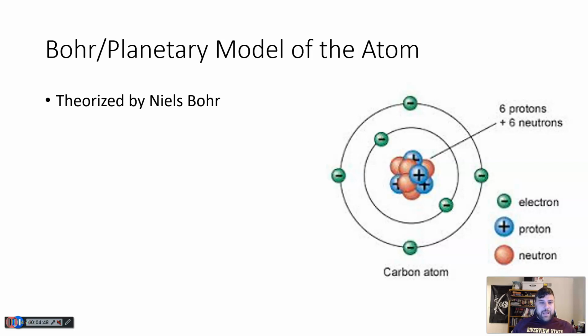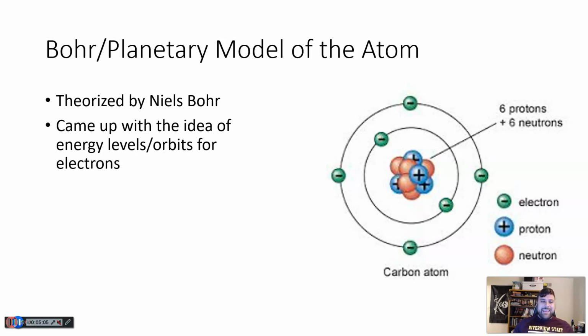The model gets its name from the orientation of the electrons. They are in distinct orbits around the central nucleus, the way the planets orbit the sun. He came up with the idea based on an experiment he did. Now, the experiment he did was much more complicated than the one that we looked at. But in essence, it was very similar to the flame test introduction that we did.